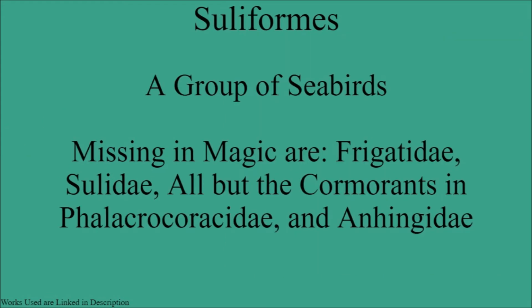The next type of animal are suliforms. Now, these are just kind of a group of seabirds. And so the ones missing in Magic are all the members of Fregattidae, all the members of Sulidae, and all but the cormorants in Phalacrocoracidae. I probably butchered that, I apologize, and Anhingidae. So all those except for the cormorants in that one order are not present in Magic the Gathering.